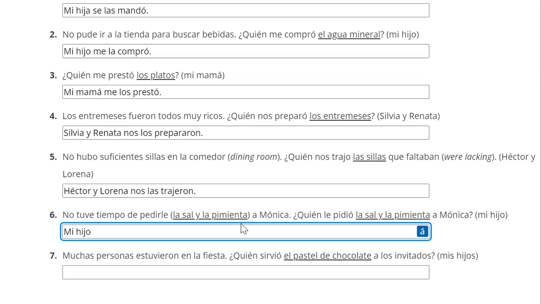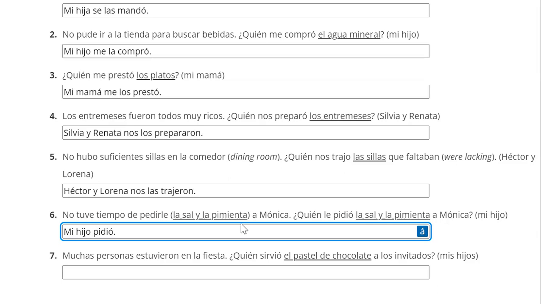And so our verb actually isn't going to change this time. Just pidió because it's still a third person singular conjugation. Mi hijo pidió, but we've got to say asked for it, or I don't know how you want to phrase that, but asked for them as in the salt and the pepper.